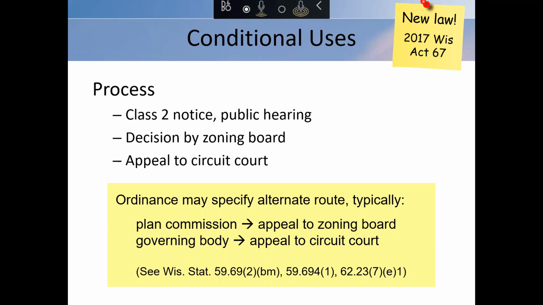And then within Act 67, it provides appeals of conditional use decisions would go to circuit court. But ordinances may specify alternate routes for conditional uses. Typically, if the Plan Commission makes the decision on conditional uses, then it would be appealed to the zoning board. And if the governing body makes the decision, it would be appealed to circuit court.